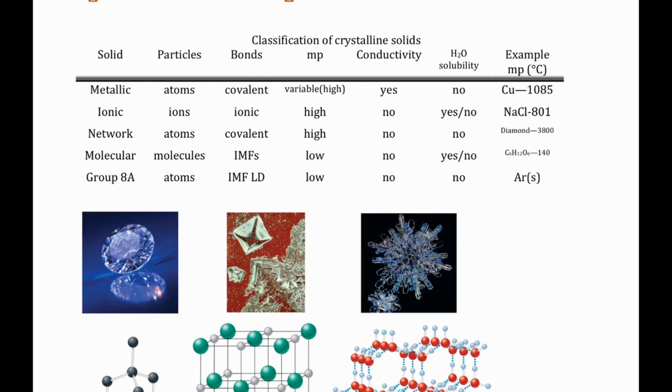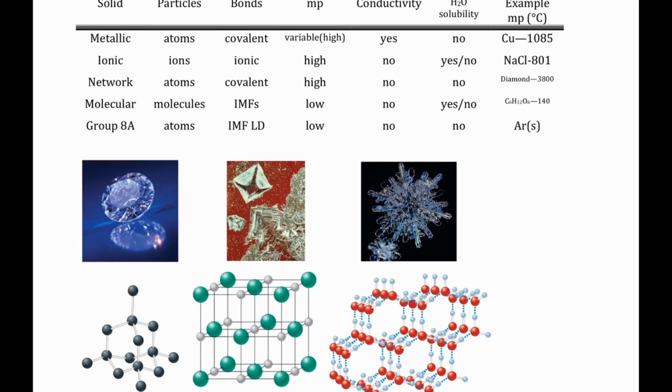Sugar, or we could say that's glucose, C6H12O6. That's an example. Glucose has a melting point of 140 degrees Celsius. Sucrose, that's table sugar, that's also a molecular solid. That last category, there we have atoms held together by only London dispersion forces. Argon solid would be an example of that. Melting point's low because IMFs are low. They're not soluble in water, they don't conduct. They're also not very common.